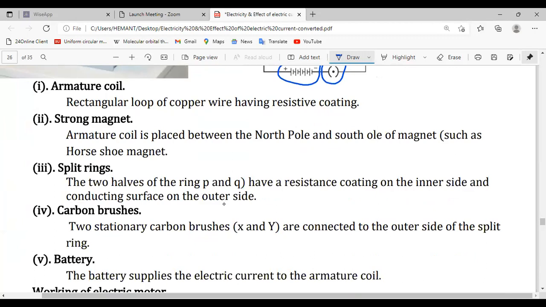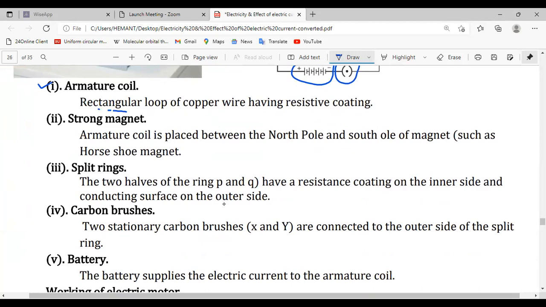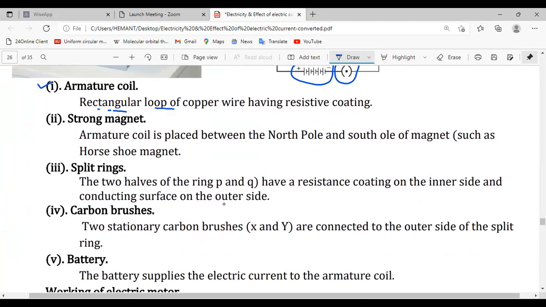First we have the armature coil, ABCD, which we have gone through. It is of rectangular shape, a rectangular loop of copper wire. That copper wire is insulated copper wire, having a resistive coating called insulation.